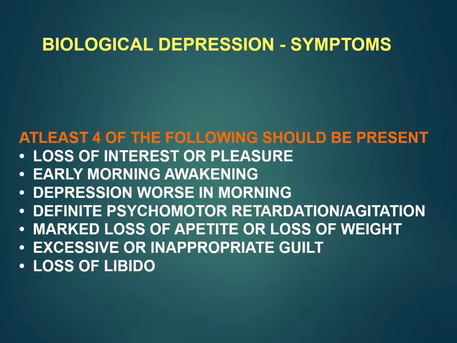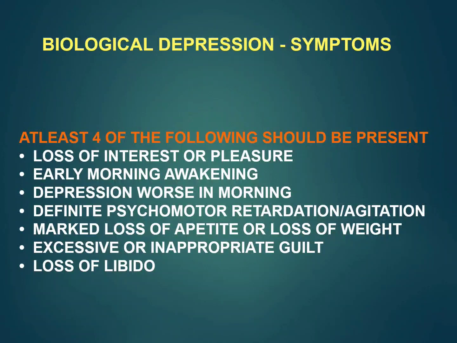Now, biological depression: at least 4 of the following should be there: the loss of interest or pleasure, early morning awakening, depression worse in the morning, definitive psychomotor retardation or agitation, marked loss of appetite or loss of weight, excessive or inappropriate guilt, and then loss of libido. These are mostly the biological features of depression. When these features are there and usual onset is around 40 years plus minus 5, then it is called endogenous depression.